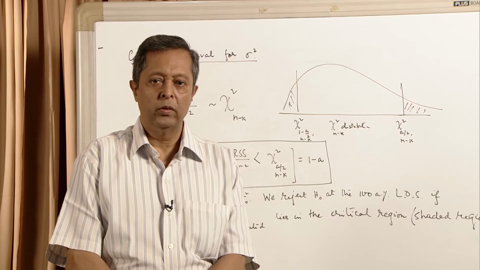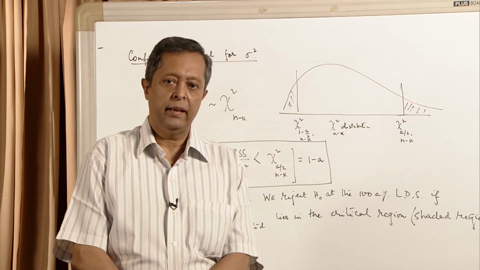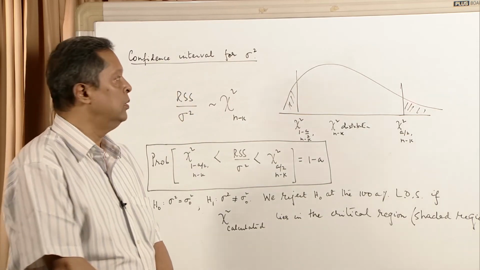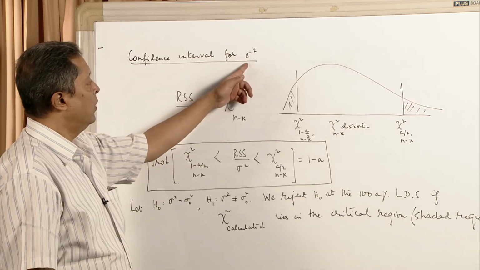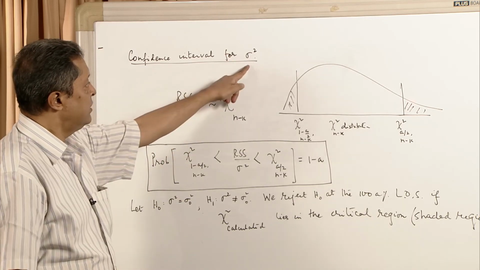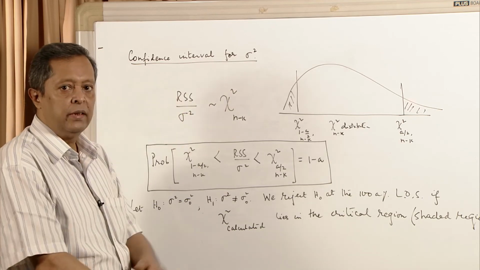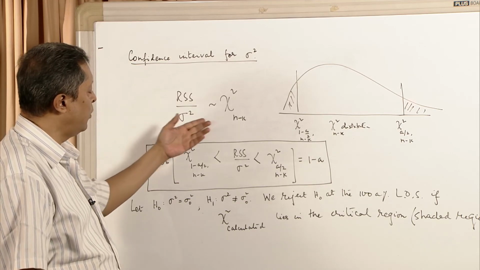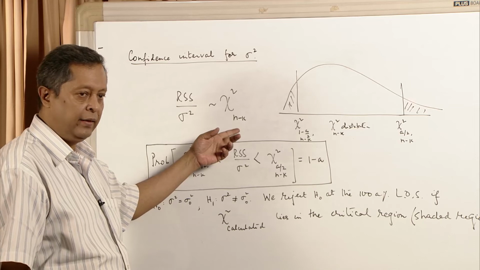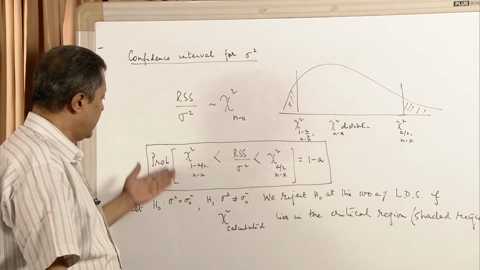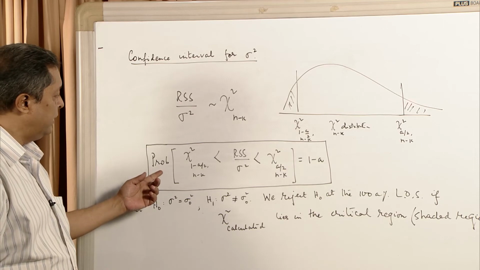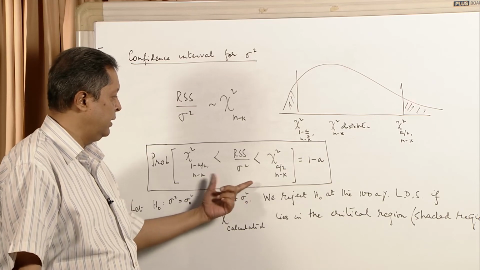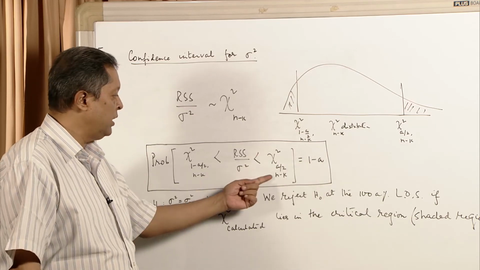Before we end this module, we will take a look at a test which is not very frequently used, but nonetheless it is useful to have a look at: the test on sigma square. So, for testing sigma square, we first build the confidence interval for sigma square. We know that RSS by sigma square follows a chi-square with n minus k degrees of freedom, and that gives rise to the probability statement that the probability of RSS by sigma square lying between these two limits is equal to 1 minus a. Which are these two limits?